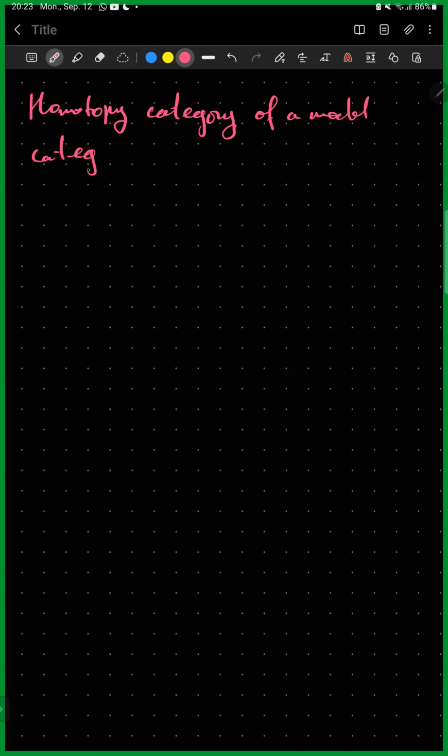Okay, so today I wanted to discuss the homotopy category of a model category and the fact that model categories are saturated. So let me start. Let me give the topic: homotopy category. So recall the definition of homotopy category.